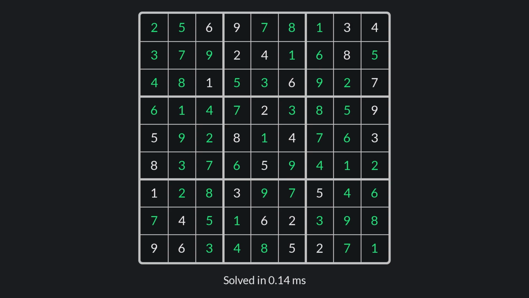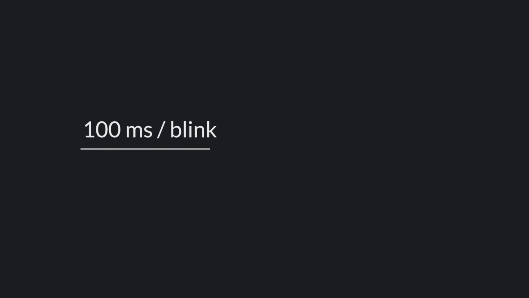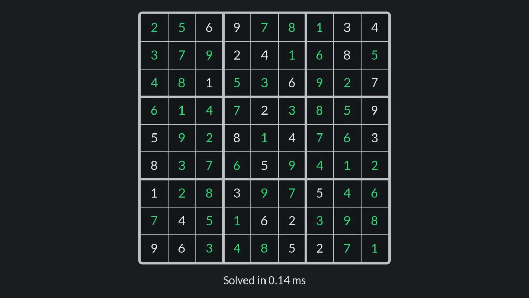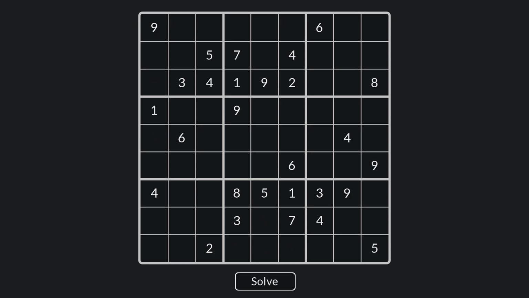For reference, the average blink of a human eye is around 100 milliseconds. So the AI could solve this Sudoku more than 700 times during an average blink. But this Sudoku is not hard to solve. It's categorized as easy in the book it comes from. Let's try to solve this Sudoku, which is in the medium difficulty category.